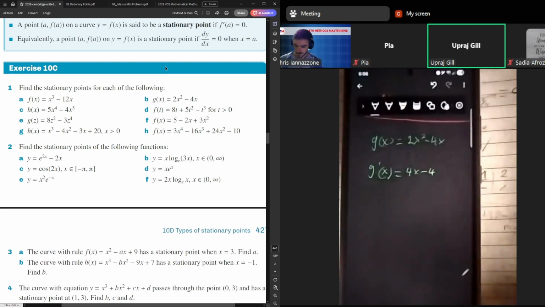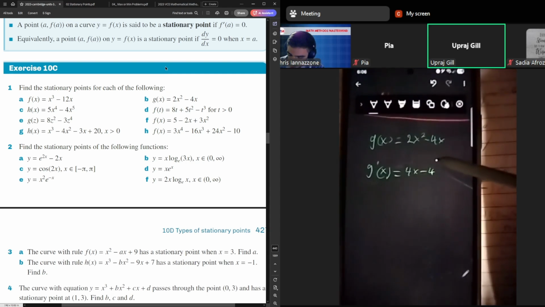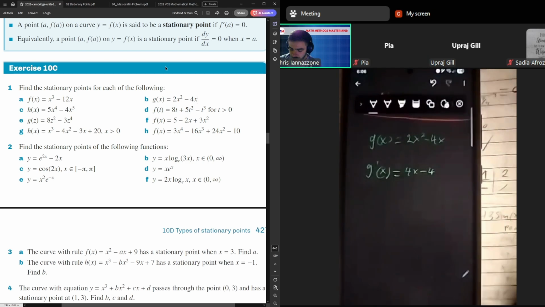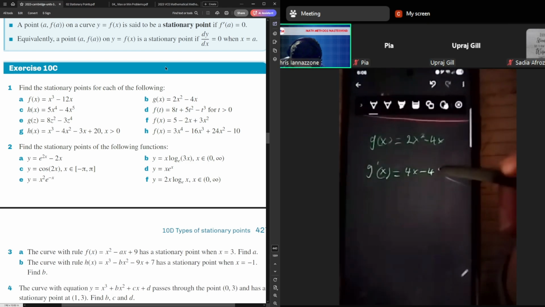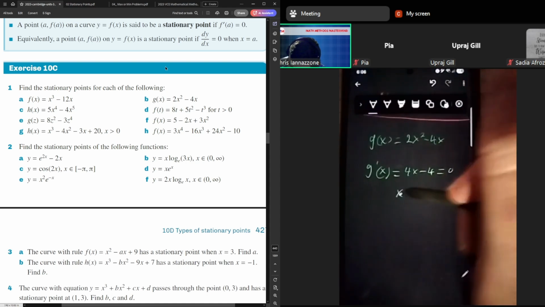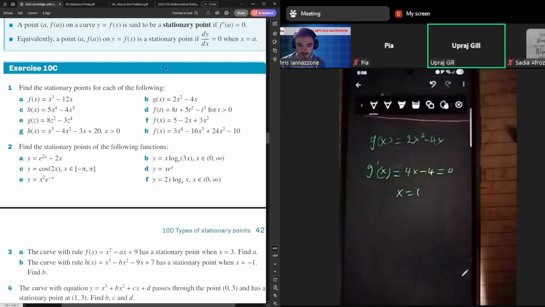We want to solve for x. Solve for x is correct, yeah. And you equate it to 0, right? And you get x is equal to 1. That's it. Yeah, absolutely. Equate the derivative to 0.